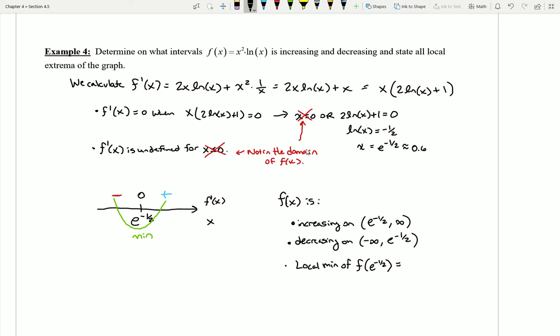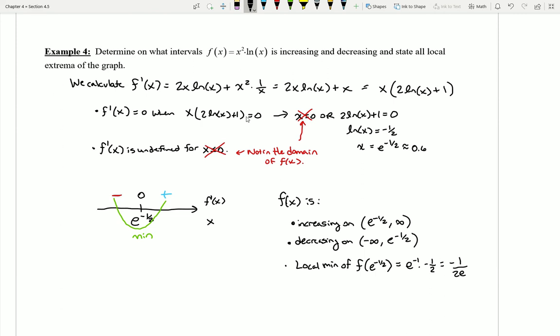Notice if I was to take e to the negative 1/2 and square it, that's just going to get me e to the negative 1. And if I did the natural log of e to the negative 1/2, I'm just going to get negative 1/2. And so I ultimately end up with a value here of negative 1 over 2e. This is my lowest value on the graph. There are no local maximums.